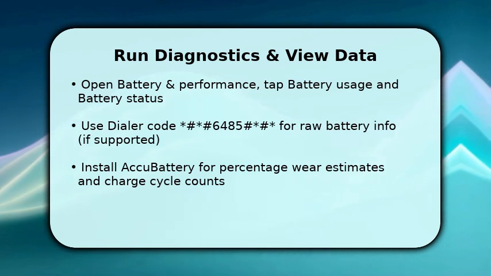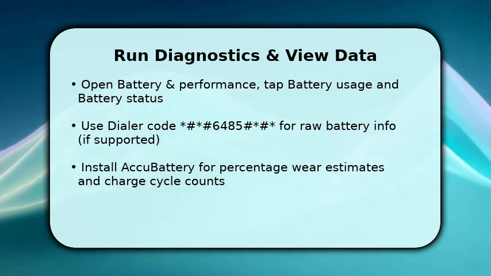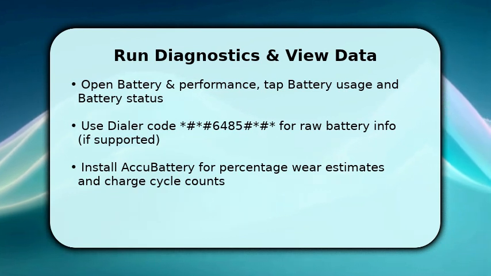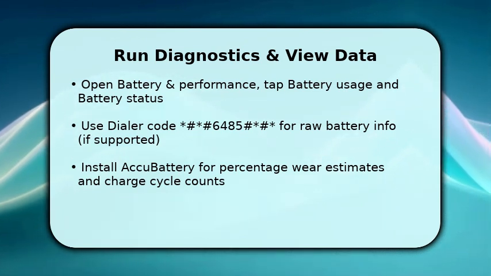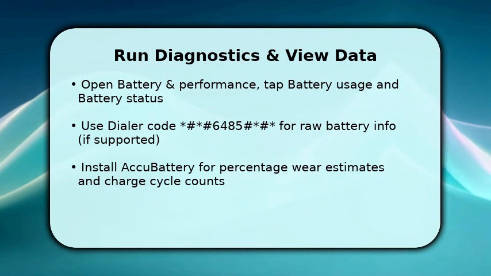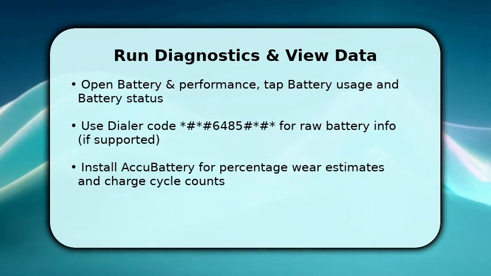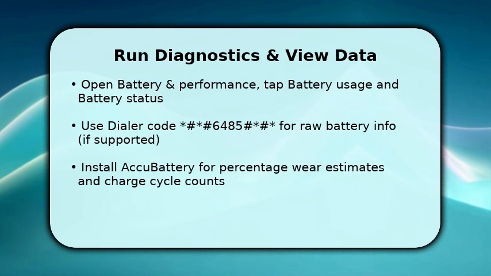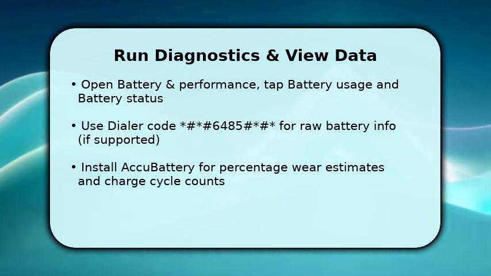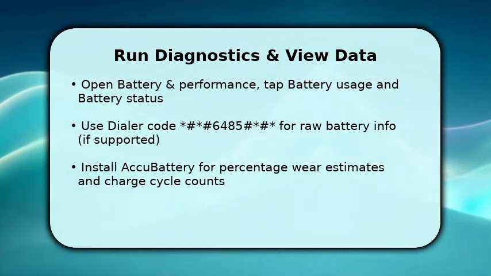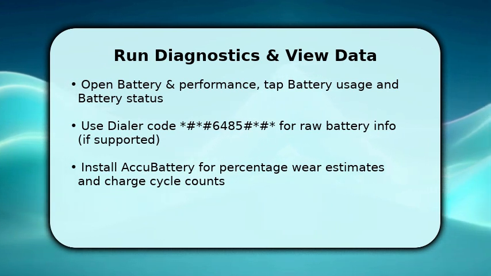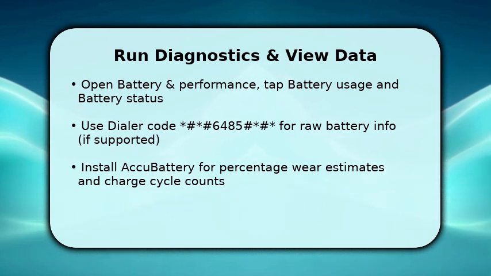If your MIUI build supports the raw diagnostic code, enter *#*#6485#*#* in the phone app to view hardware-level data like cycle count and voltage. For easier interpretation, install a Q battery app to measure capacity versus design mAh and estimate percent wear. Make sure to grant necessary permissions and run a few charge cycles for the app.